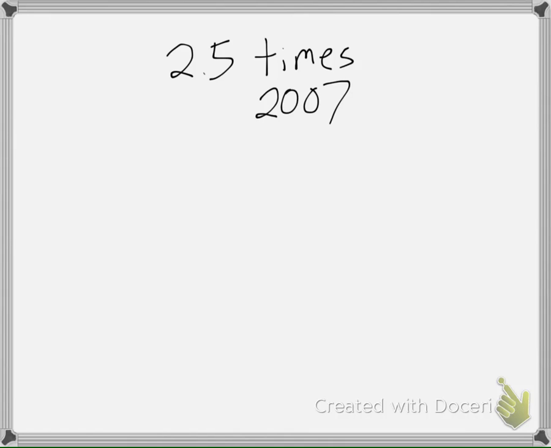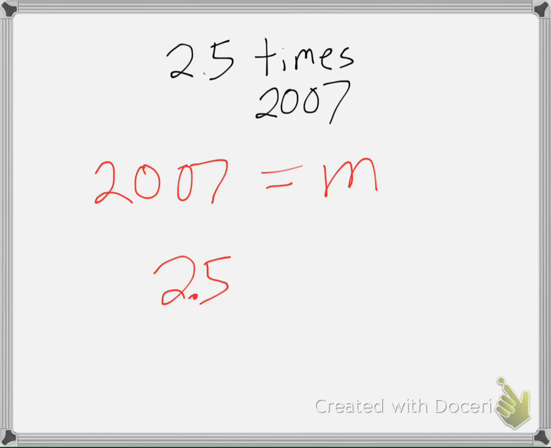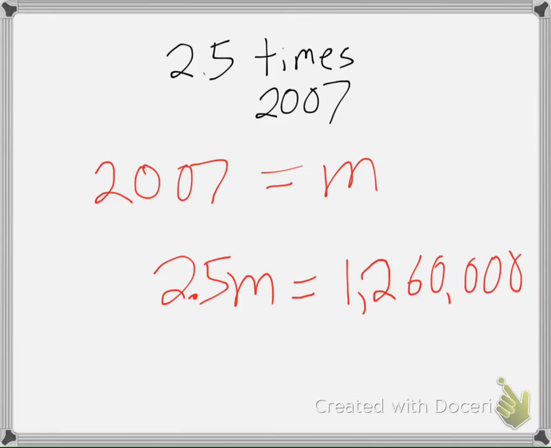So 2.5 times what was in 2007. We don't know how much he made in 2007, so what he makes in 2007 is going to be M. So we know that 2.5 times M is what he makes in 2005, which is 1,260,000. So this is my equation. Now to solve it, what am I going to do? Divide by 2.5. So you're going to get M equals 1,260,000 divided by 2.5.